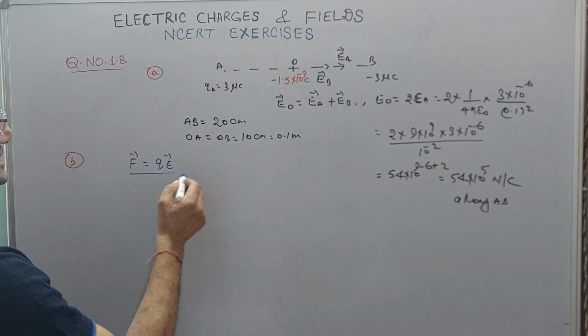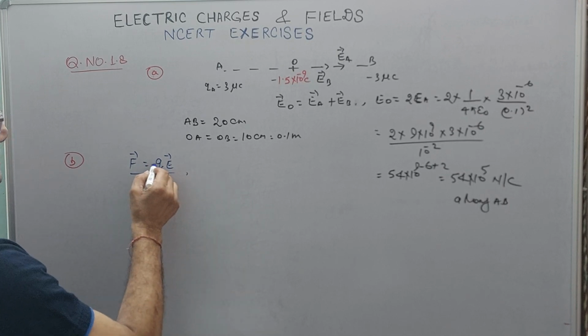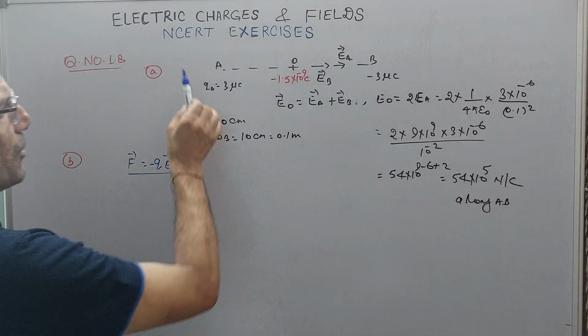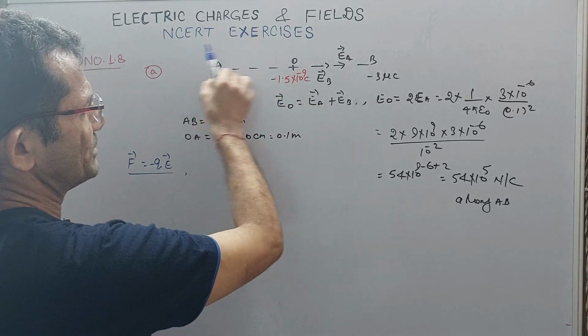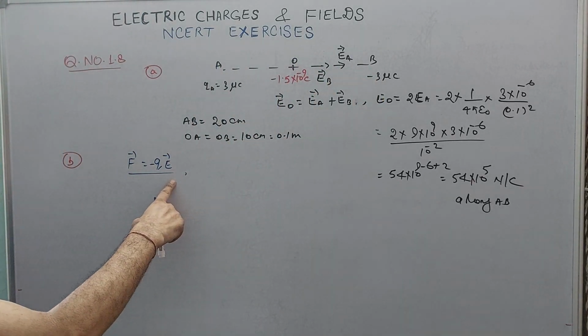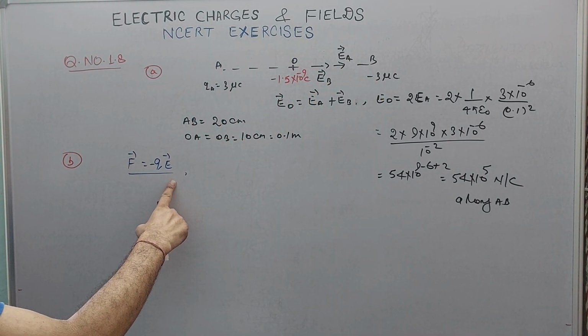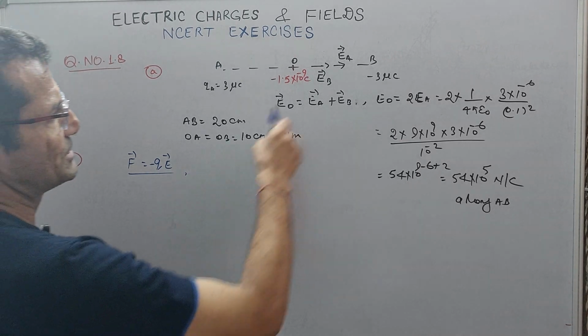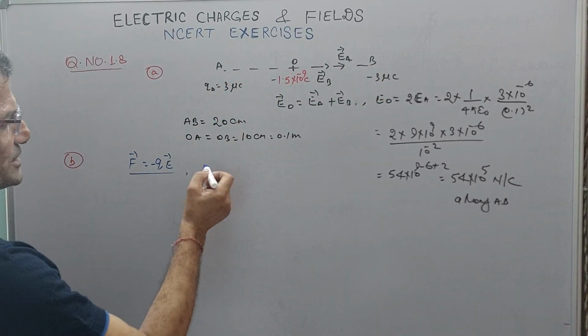Therefore, if the charge is negative, the force will not be along AB. The force will be along the line AB, but just opposite to the direction of the electric field. It will be along BA. Now the magnitude will be here.